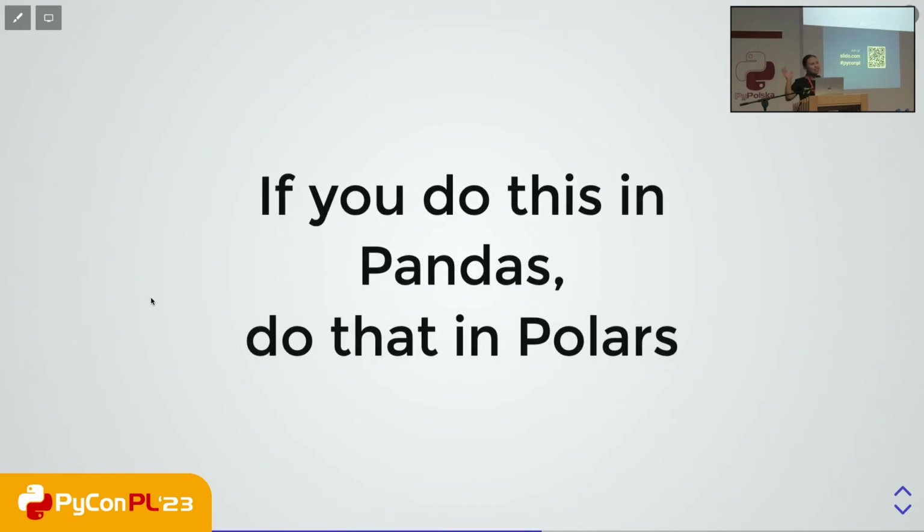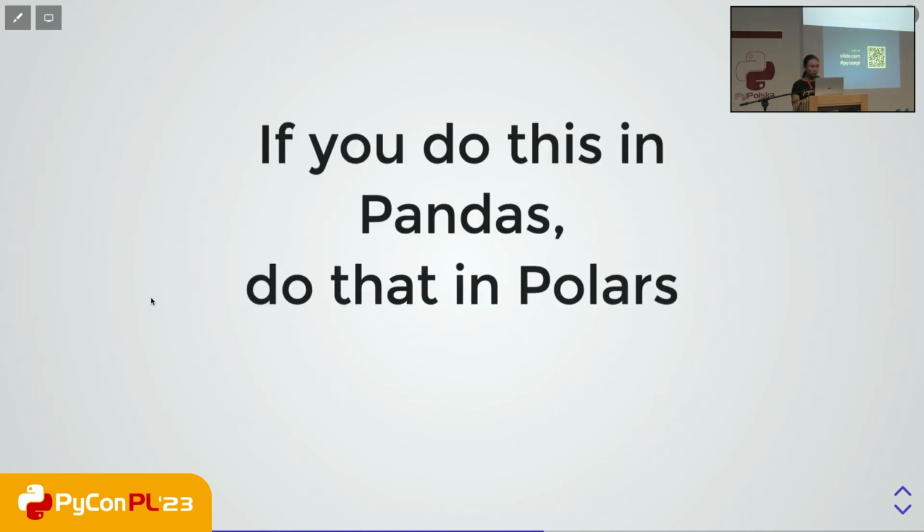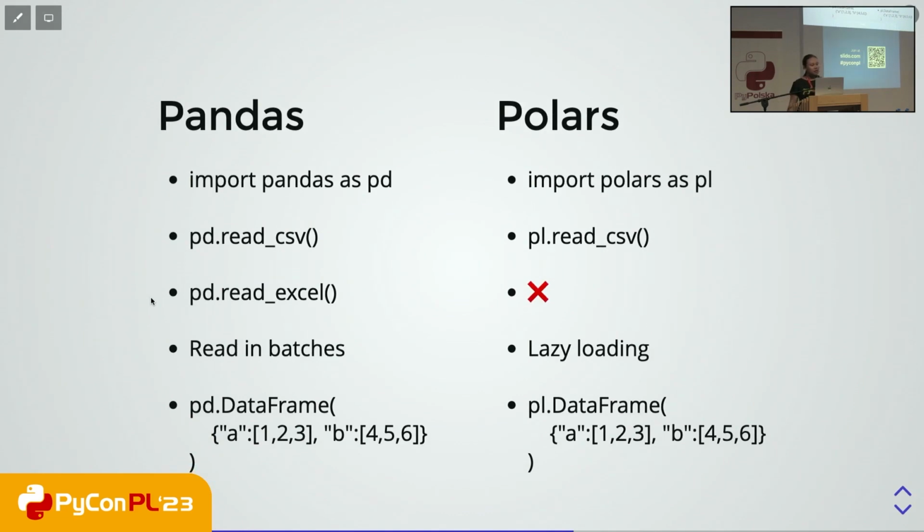So this is the section I call "if you do this in Pandas, do that in Polars," because I'm comparing the two. In Pandas, you import pandas as pd. In Polars, if you read the documentation, it's import polars as pl. Technically you can import Pandas as a panda emoji, but who would do that? We are lazy, we just want to type 2 characters. So for Polars, you can use pl. I think that's what most people do and most people will understand.